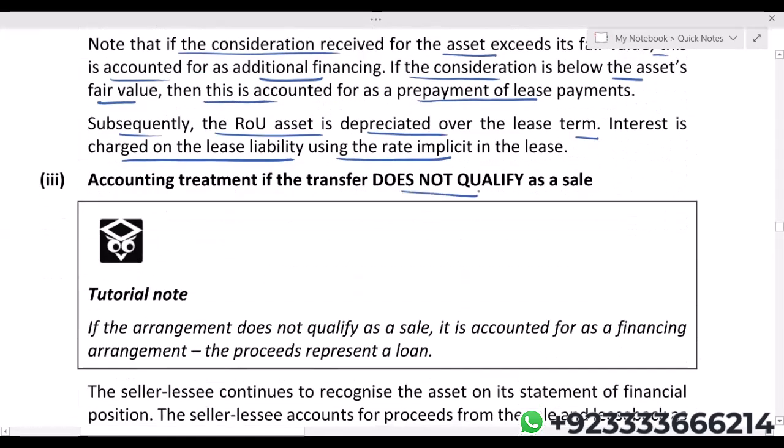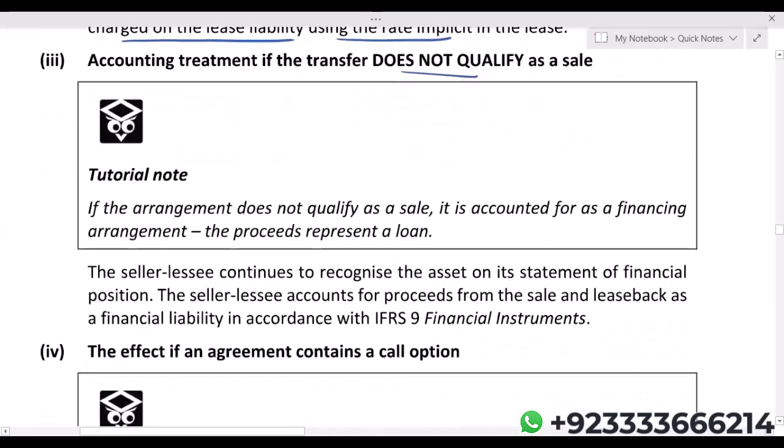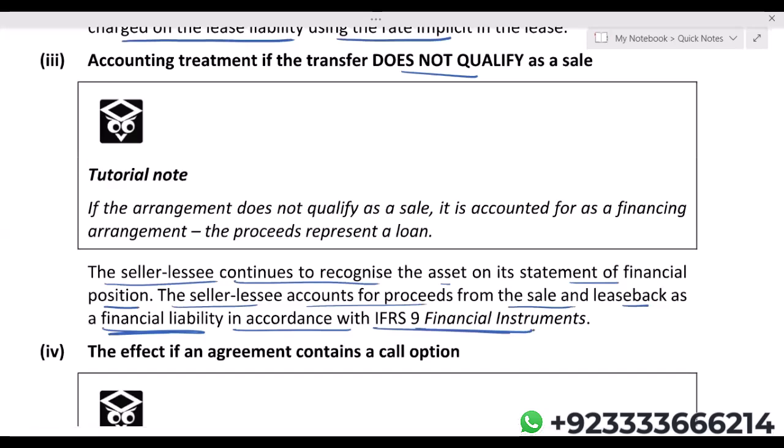Accounting treatment if it does not qualify as a sale. The seller lessee, when the transfer is not qualifying as a sale, continues to recognize the asset on its statement of financial position. The seller lessee accounts for the proceeds from the sale and leaseback as a financial liability in accordance with IFRS 9 Financial Instruments. So simply, whatever consideration the lessee has received, debit, and financial liability will be credited.